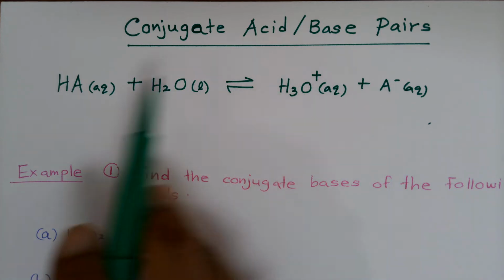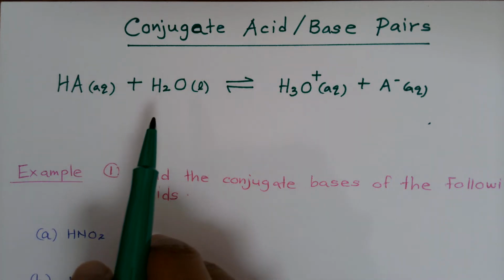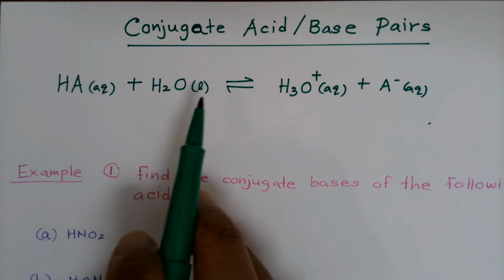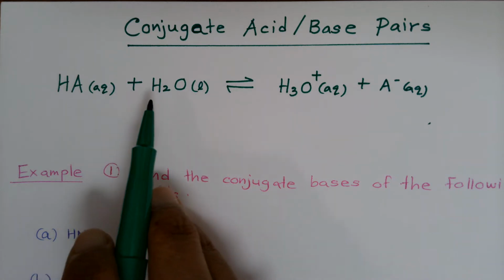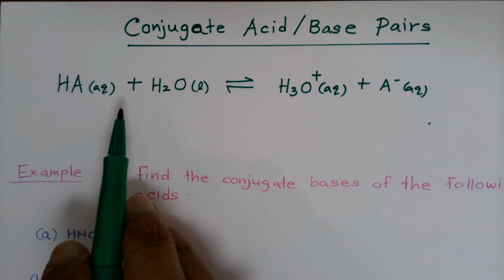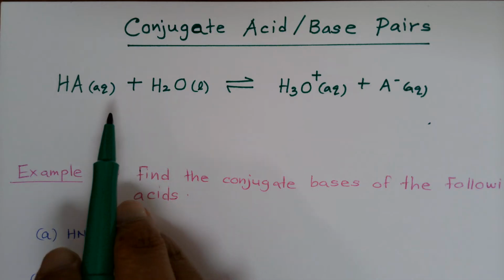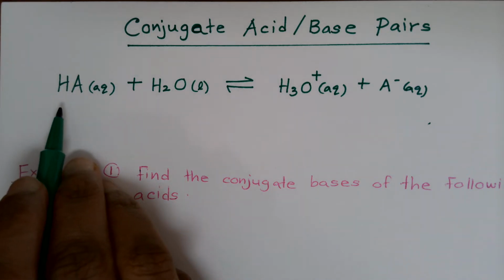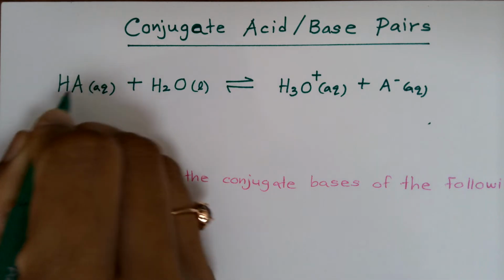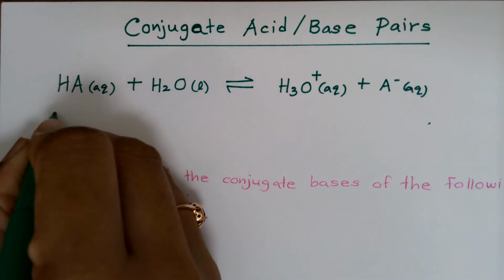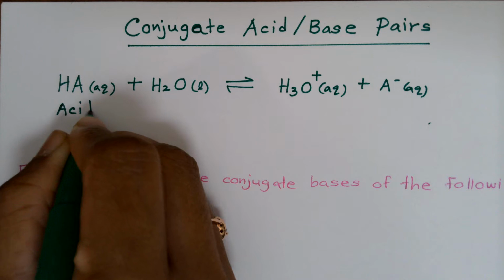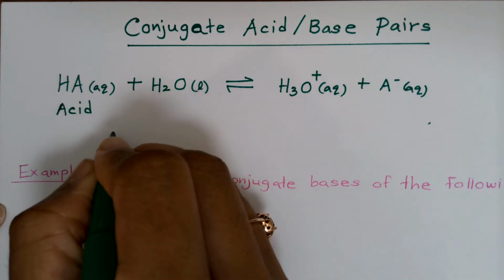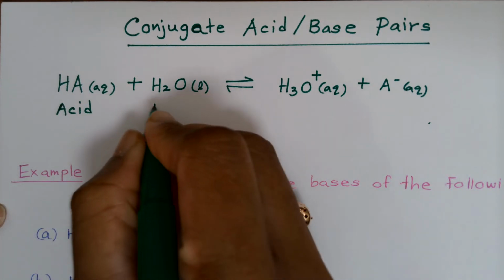H3O+. So according to the Bronsted-Lowry acid-base definition, you all know an acid is a proton donor. Any substance that can donate an H+ ion, remove an H+ ion, we call an acid. Any substance that can accept an H+ ion, we call a Bronsted base. So according to that definition, HA can donate a hydrogen ion, so it is our acid. And H2O can accept a hydrogen ion, that is our base.